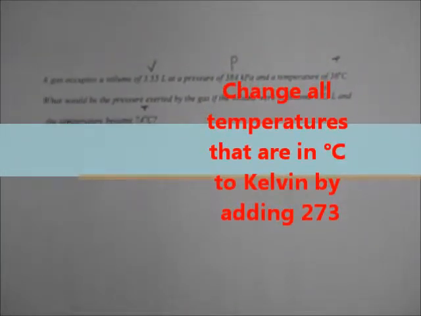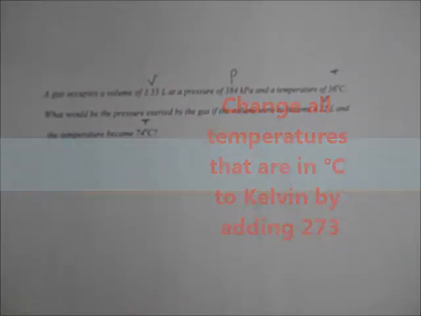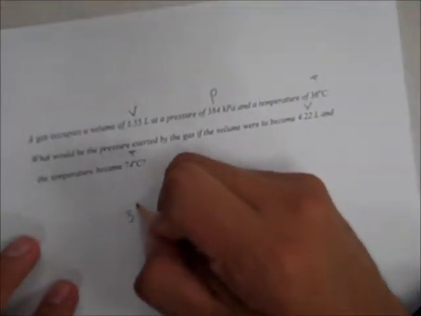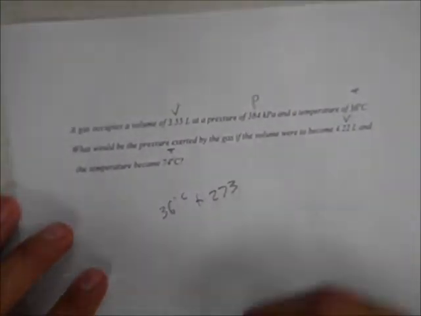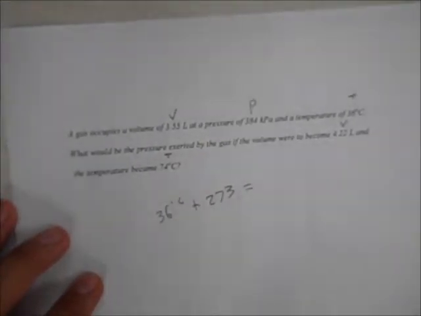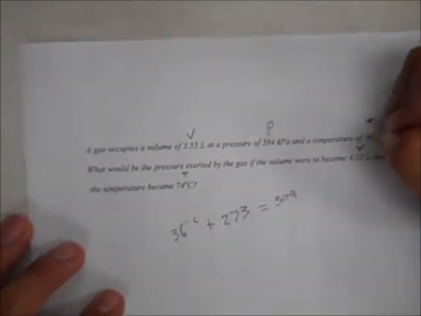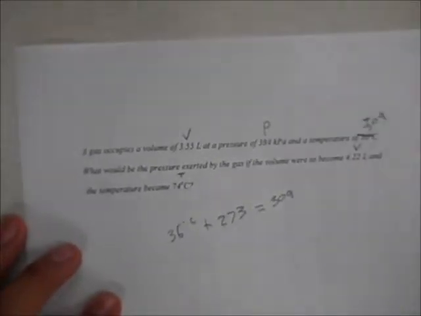The second step is to go back into the problem and change any temperature given in Celsius to Kelvin by simply adding 273 to the Celsius temperature. All temperatures must be in Kelvin. So first we have 36 degrees Celsius, and we're going to add 273. So 36 plus 273 will give you 309. Then we go back into the problem, cross out 36 and put in 309.